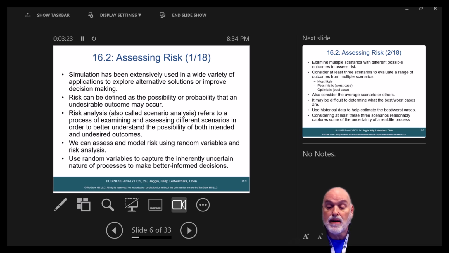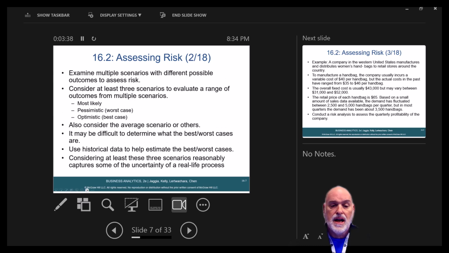We can assess and model risk using random variables and risk analysis. Use random variables to capture the inherently uncertain nature of processes to make better informed decisions. Examine multiple scenarios with different possible outcomes to assess risk. Consider at least 3 scenarios to evaluate a range of outcomes. 1. Most likely. 2. Worst case, pessimistic. And 3. Optimistic or best case. Also consider the average scenario or others.